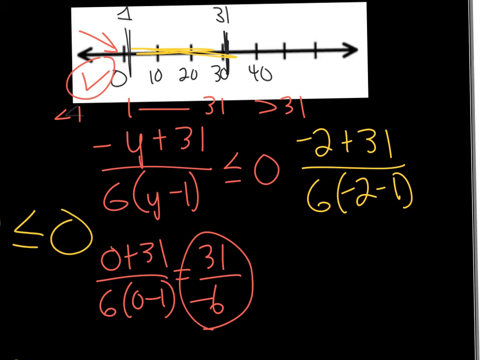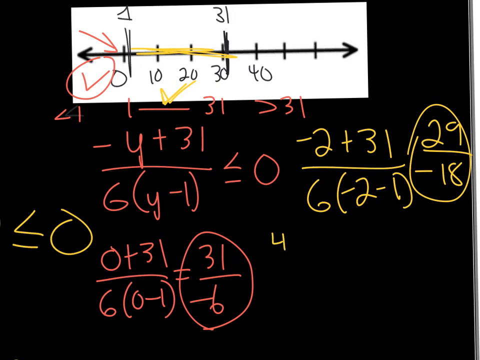So if I substitute that in there, that becomes 29. This becomes 6 times negative 3, which is negative 18. That's going to be negative. That area checks out. All right? So now, last spot, I've got to go bigger than 31. If I'm going bigger than 31, I don't care what number you choose. Let's see what happens when I do 40.